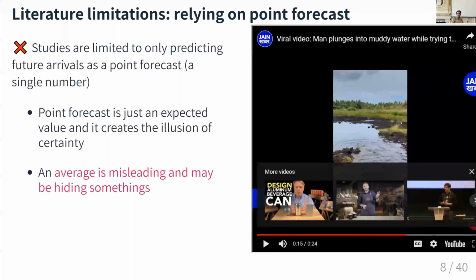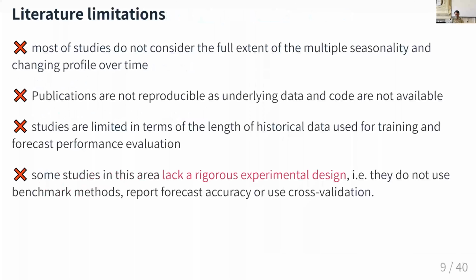If you're relying on this to make decisions, the point estimation gives you an illusion of certainty. While we all know, and there are many talks in this conference, that we are living in an uncertain world with a lot of uncertainties. But that's the issue with the point forecast. And that's why we are interested in this, and we try to do something more.